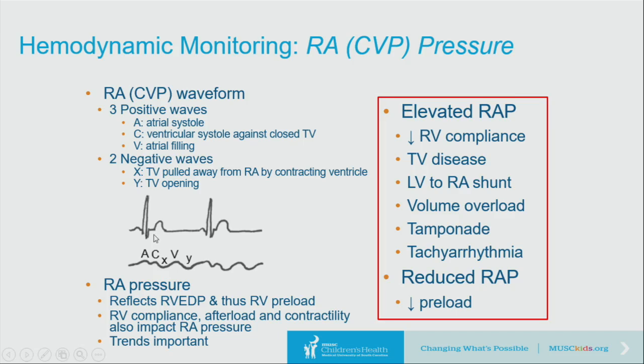If your right atrial pressure is elevated after cardiac surgery, you're thinking there's a problem with right ventricular function or compliance. You could have residual tricuspid valve disease or regurgitation, a residual left ventricular to right atrial shunt, generalized volume overload, cardiac tamponade, or arrhythmia. Obviously, if your right atrial pressure or your CVP is relatively low, you have to consider the possibility of inadequate preload. But if the right atrial pressure is low and the patient's otherwise doing well, we don't necessarily chase that number. Again, it depends on the clinical context.